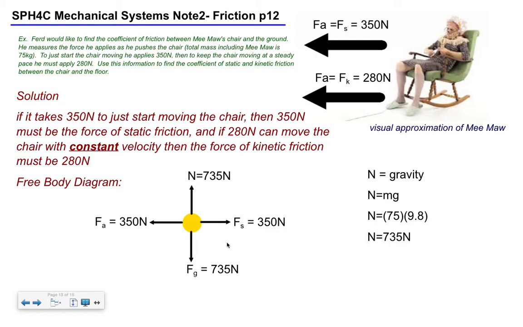So looking at the free body diagram, he's pushing this way, applying 350. So the static friction, which is backwards, is going to be 350. What is the normal force? It's going to be equal to gravity in this case. And gravity is equal to 75 times 9.8. Mass times gravity. I'm going to move on. I know you're probably still writing, so pause, please.